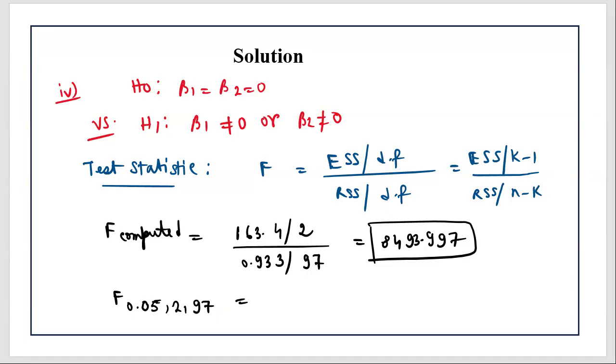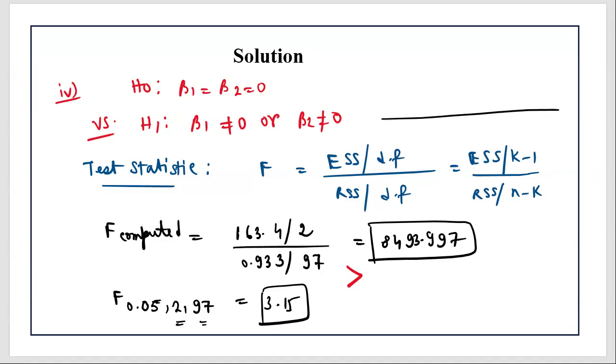At 5% level of significance, this is 0.05, and then you have the first degree of freedom and the second degree of freedom, 2 and 97. If you see from your statistics books, this will come out to be 3.15. So it is way less than the computed value. Again, the computed value is strictly greater than the critical value, right?